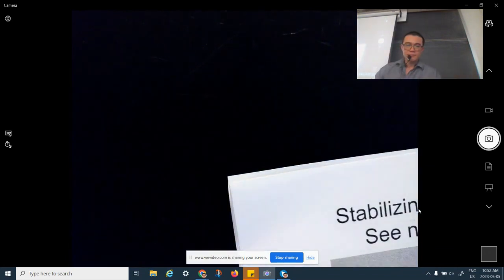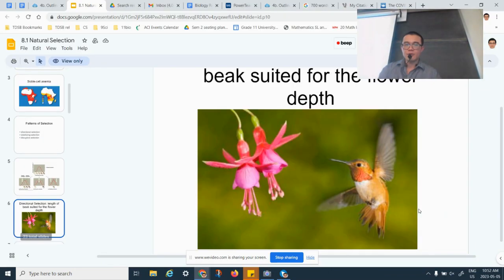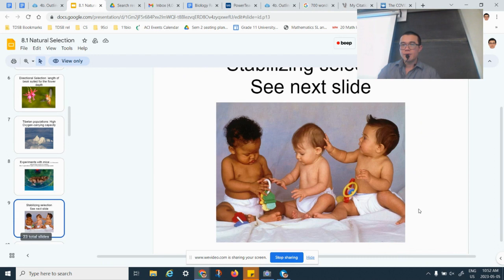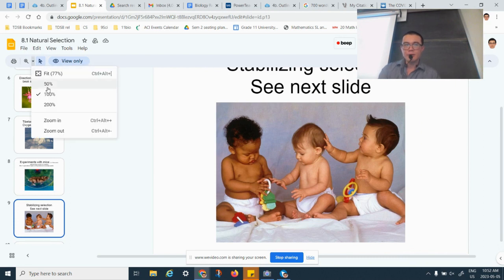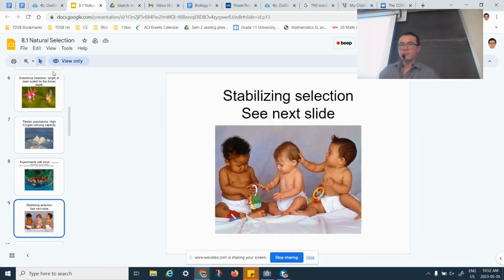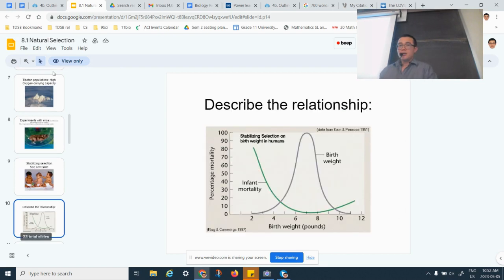Now, that's what we have in terms of directional selection. Now, stabilizing selection, what on earth do we mean? And there are 3 pictures of babies. The reason why is this. For human baby weights, it tends to be a stabilizing selection.